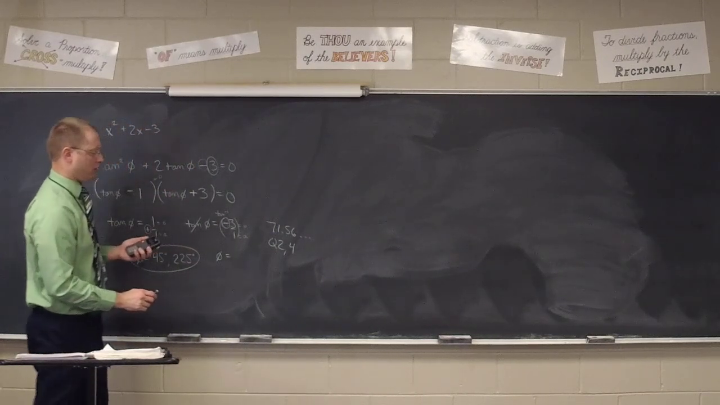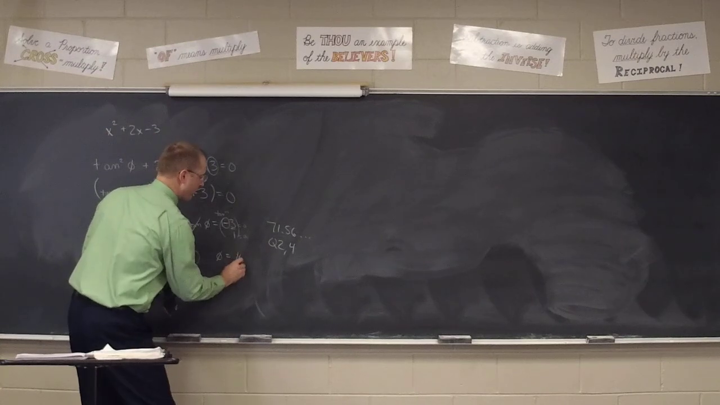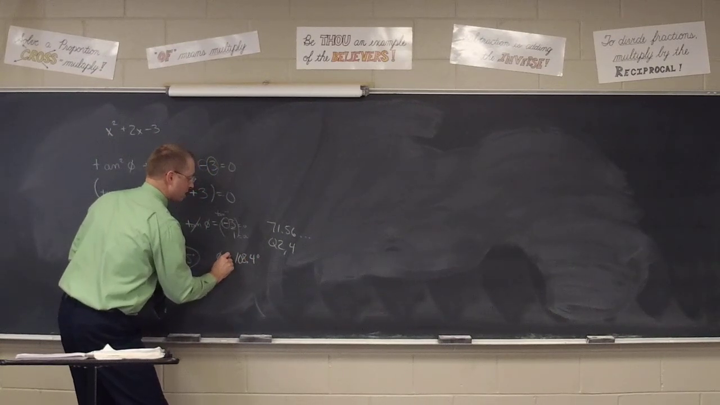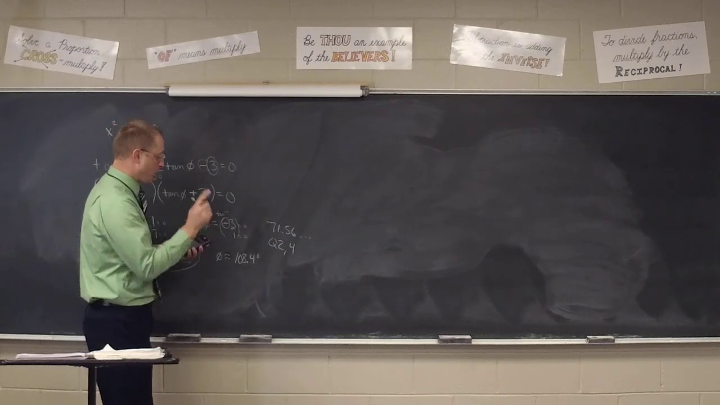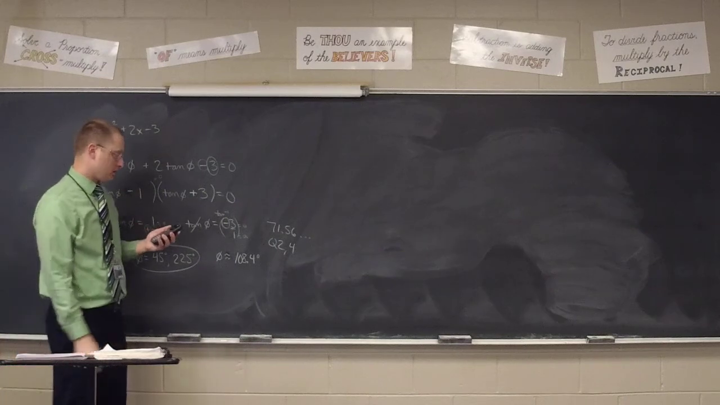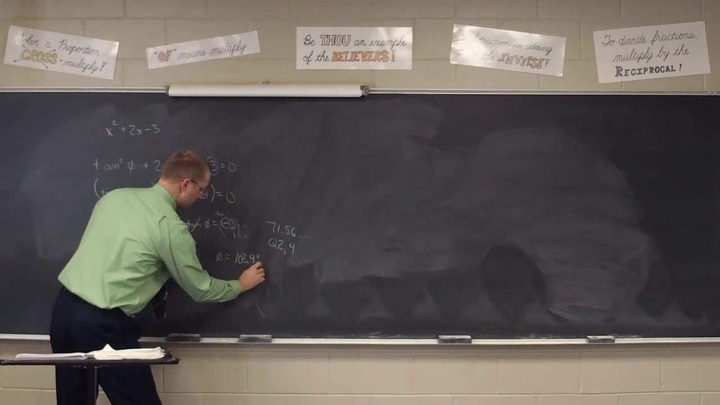108.43. We'll say 108.4 degrees. Actually, we should do approximately equal to. And then quadrant 4 is going to be 360 minus that. It's 288.11.